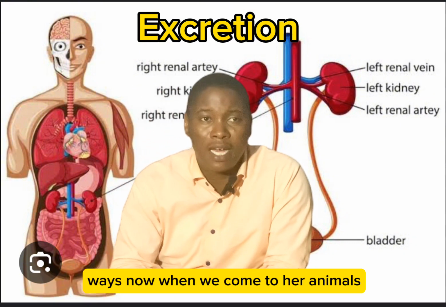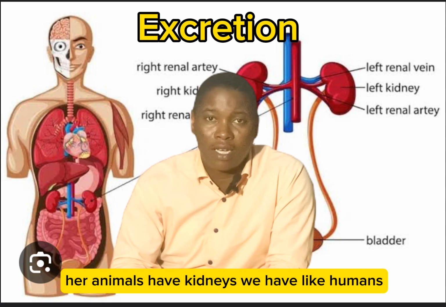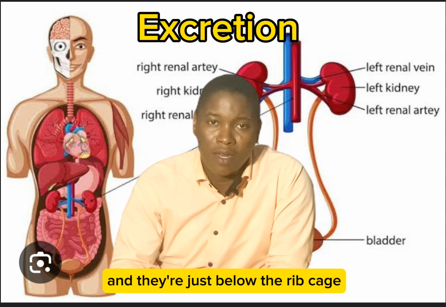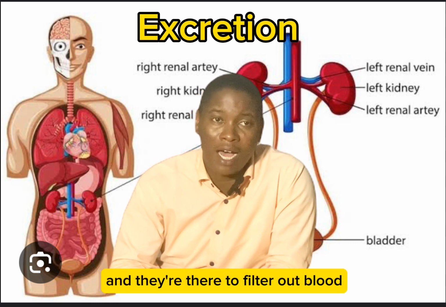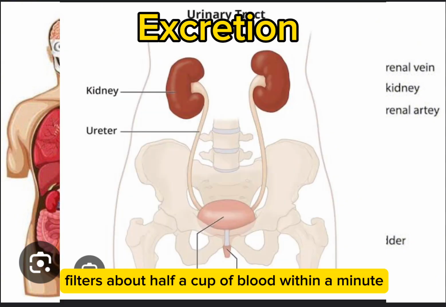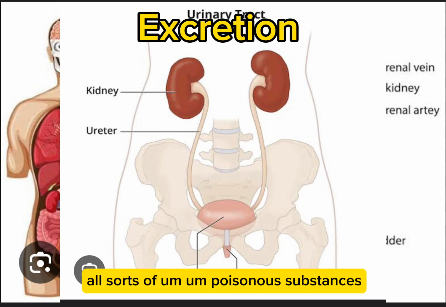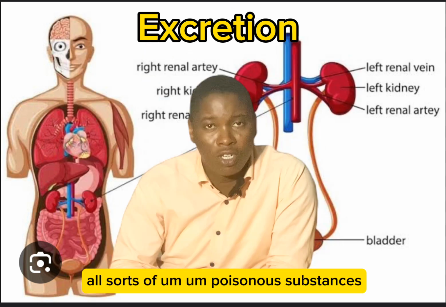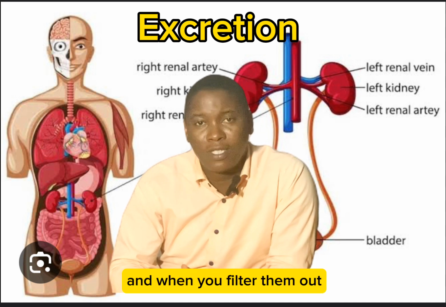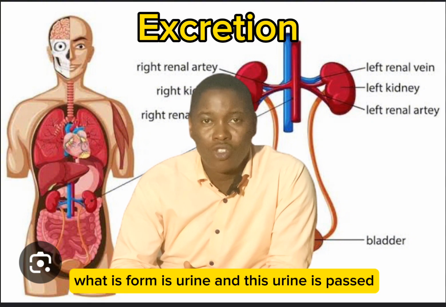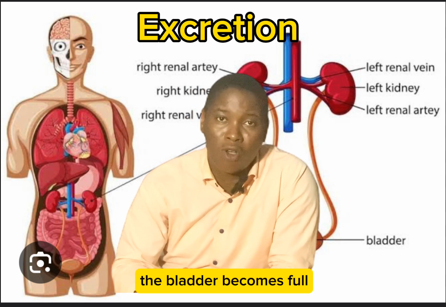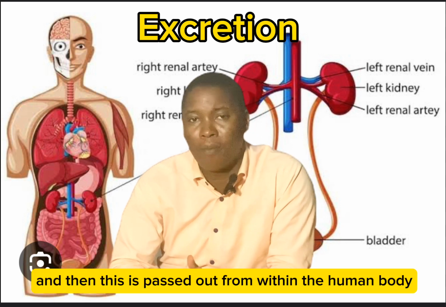Then when we come to higher animals, they have kidneys. Humans and mammals have two kidneys which are bean shaped, and they're just below the rib cage, and they are there to filter out blood. Each kidney filters about half a cup of blood within a minute, and as this blood is filtered, all sorts of poisonous substances or byproducts of metabolism are filtered out of the blood, and what is formed is urine. This urine is usually stored in the bladder until the bladder's capacity is reached, the bladder becomes full, and then it is passed out from the human body.